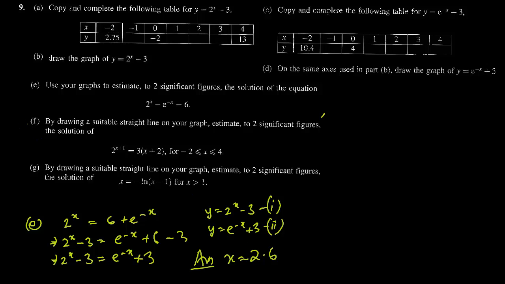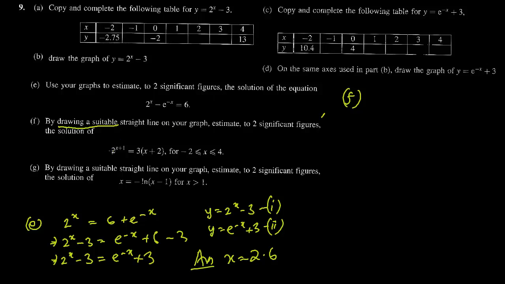Okay, the next one, part f, by drawing a line. The first one was the intersection between the two graphs that we plotted. The next one is going to be the intersection with some other line. So question f is about what that line is going to be. We have to see whether the line is intersecting with this graph or the other graph.